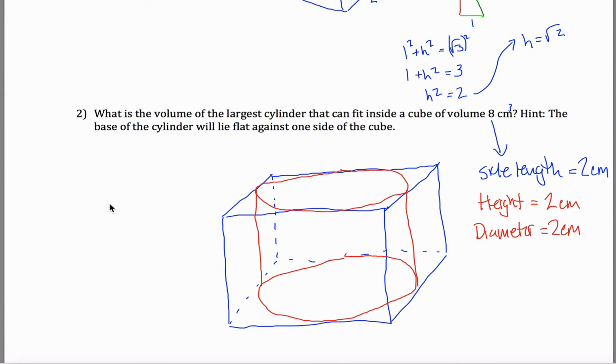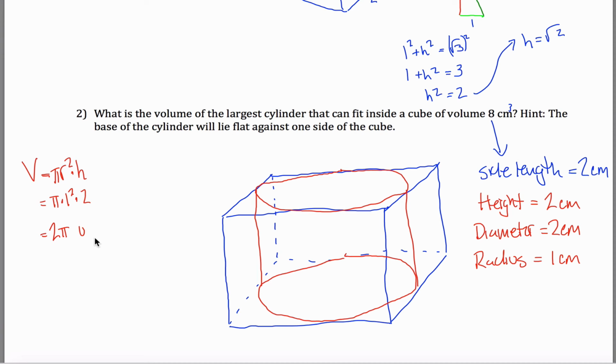So when I'm trying to figure out the volume of my cylinder, the formula for the volume of the cylinder is really just a special kind of prism. So I take the area of the base, which is pi r squared, and I multiply that times the height. So I have everything except for r. If the diameter equals 2, then the radius is equal to 1. So I take these numbers and I plug them in over here. Pi times 1 squared times h, which is 2, gives me 2 pi.